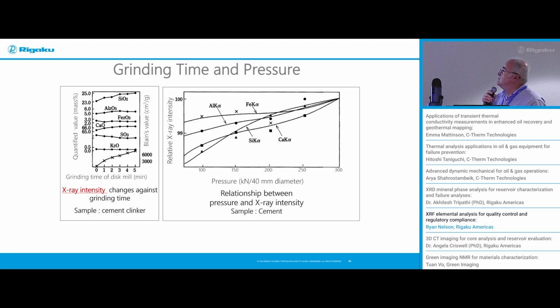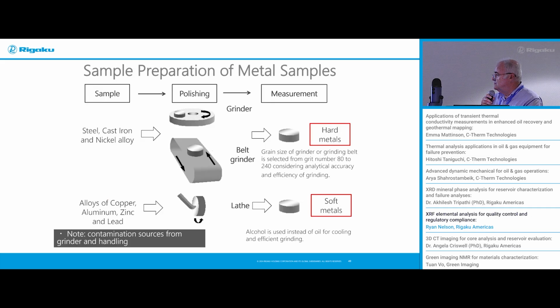Also, when you're preparing powder samples, etc., the grinding time and precision, right? So typically 4 minutes and 20 tons to 30 tons is ideal for pellet samples. And this is just an example of polishing. Go through that.